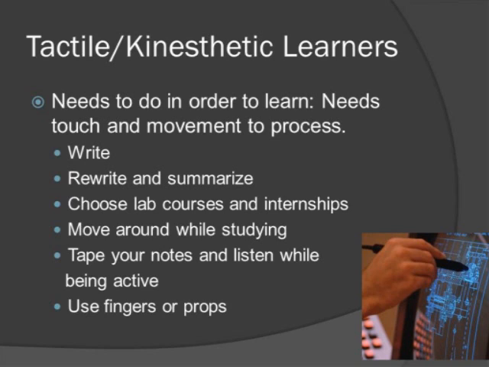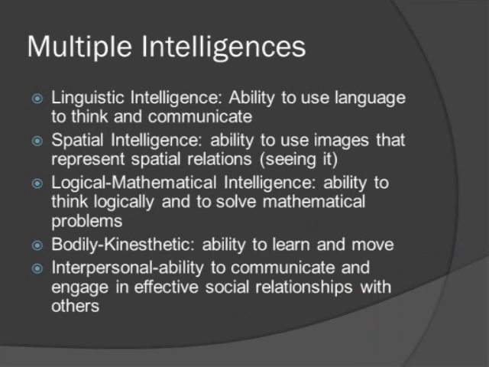Now, along with the different learning styles, we also have what we call multiple intelligences. Okay, this doesn't mean we have many different brains by any means, but what it does mean is that there are several different forms of intelligences that we possess. You have linguistic intelligence, which is the ability to use language to think and communicate. Okay, so spoken communication. Spatial intelligence, the ability to use images that represent spatial relations.